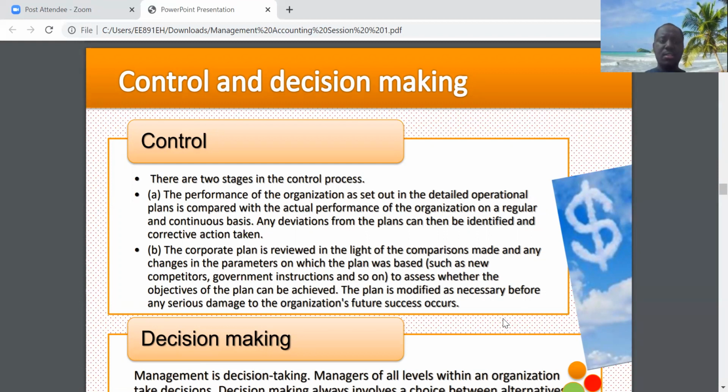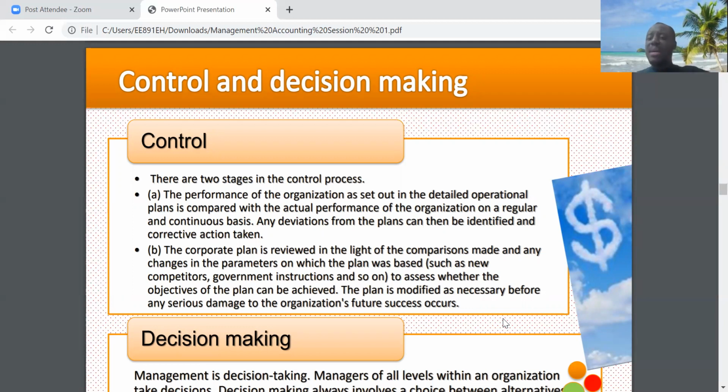What are the stages? First off, the performance of the organization as set out in the detailed operational plans is compared with the actual performance. So the first stage in the control process is comparing the budgeted performance to the actual performance. And if there are any deviations, you take corrective action.